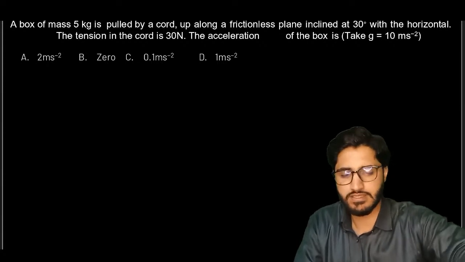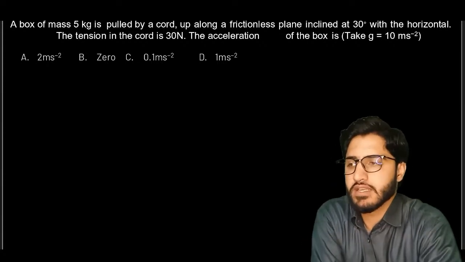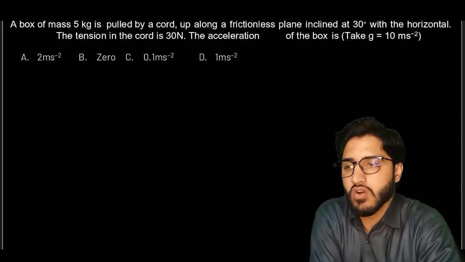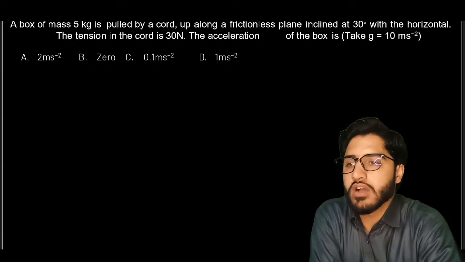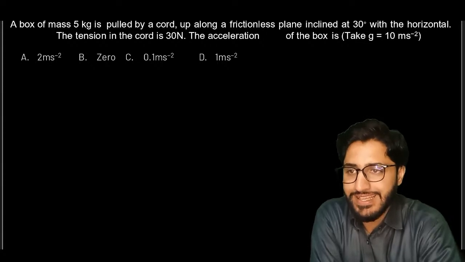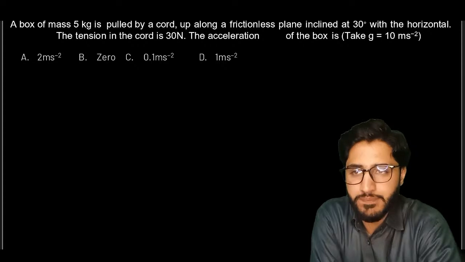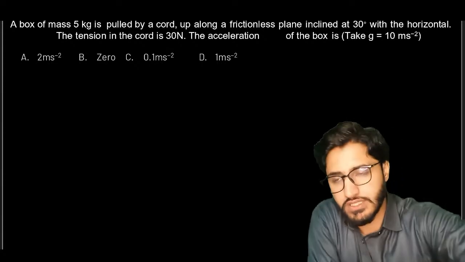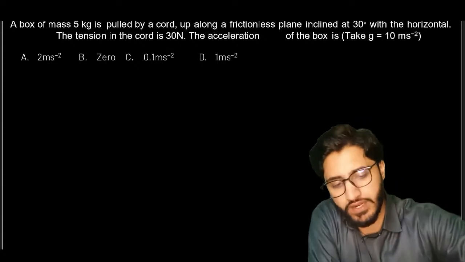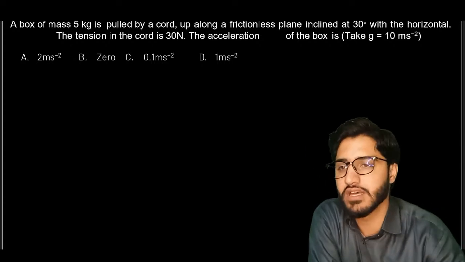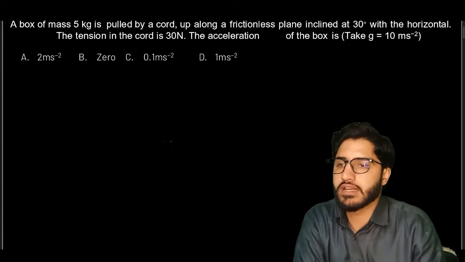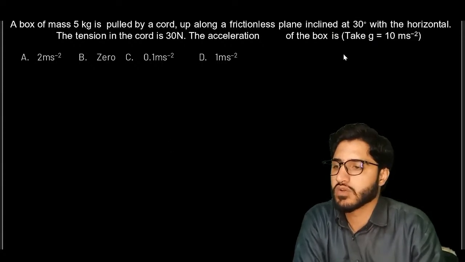So let's start. The first numerical: a box of 5 kg is pulled by a cord up along a frictionless plane inclined at 30 degrees with the horizontal. The tension in the cord is 30 Newton. The acceleration of the box is, okay. So what we need to find out? We have to find out the acceleration of the box. How we can get it? First of all, we need to make the diagram, right, as per the question demand.